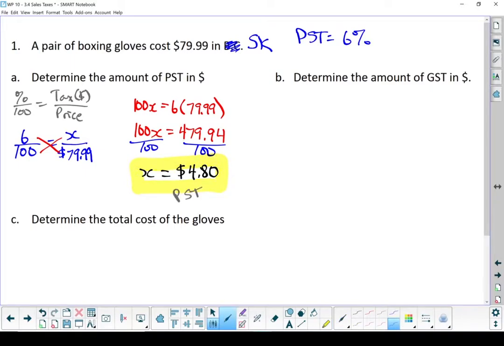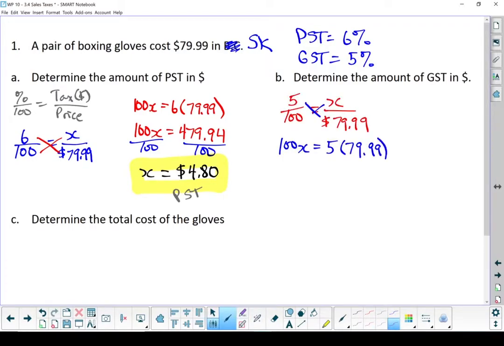Let's do the same thing, except this time for GST. Remember, GST across Canada is 5% right now. Same formula as question A. Let's put our numbers in. Cross multiply. Divide both sides by 100. After rounding, my GST equals $4.